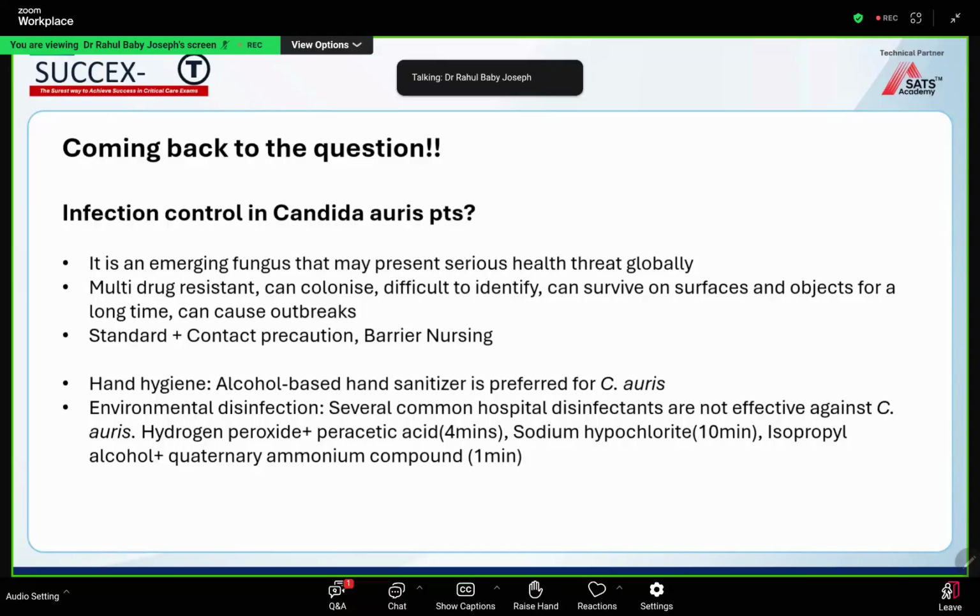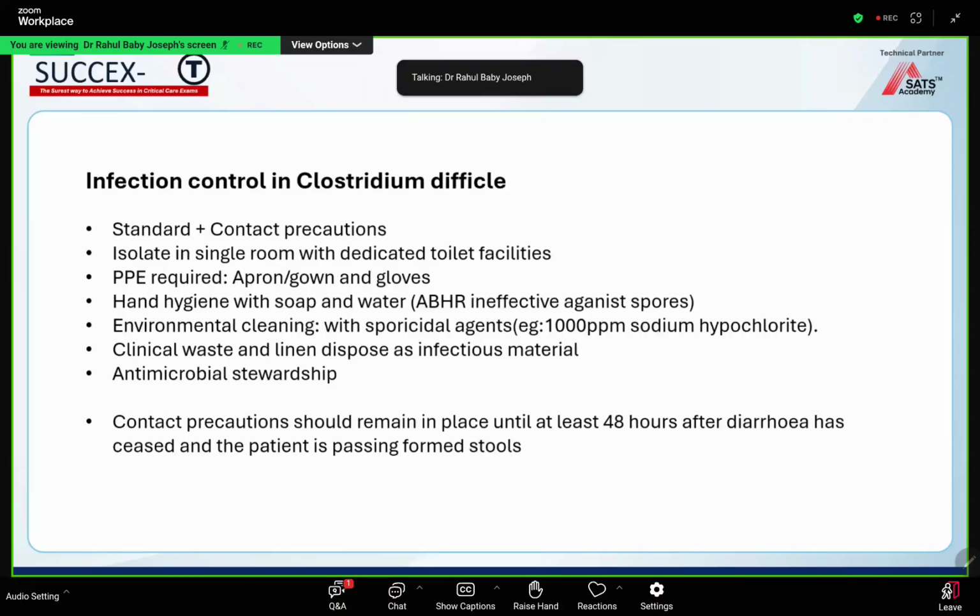Coming to hand hygiene specifically, for Candida auris, alcohol-based sanitizer is preferred, and for environmental cleaning, most of the common hospital disinfectants may not be effective. So hydrogen peroxide, peracetic acid with a contact period of 4 minutes, or isopropyl alcohol with a quaternary ammonium compound for 1 minute is basically used.